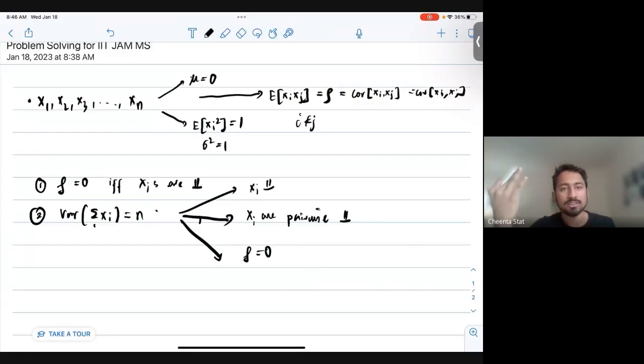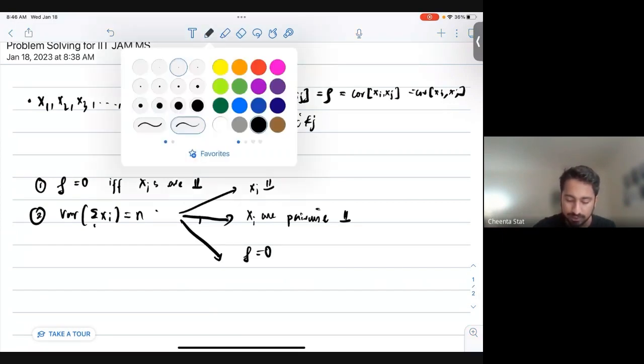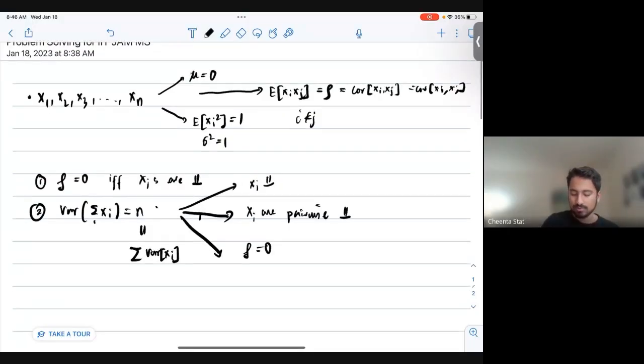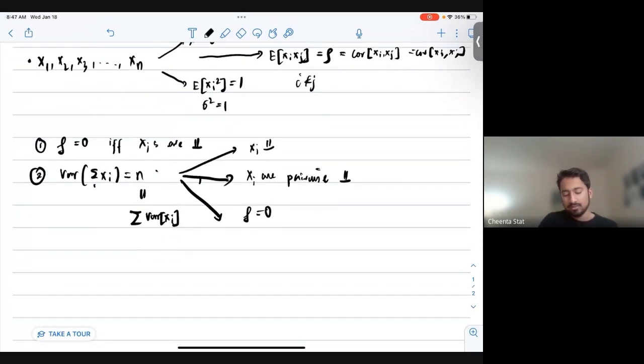So let's start understanding how to solve the problem. The first step you should understand is that this means summation of variance of xi, right? Because each variance is equal to 1. So this is asking whether variance of summation of xi is equal to summation of variance of xi or not, and when it's true.